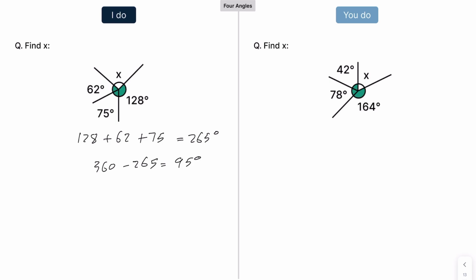And with the next one, again, hopefully press pause and have a go at this. So that's 42 plus 78 plus 164, and that gives us 284 degrees. That's going to be 360, take away 284, that gives us 76 degrees.